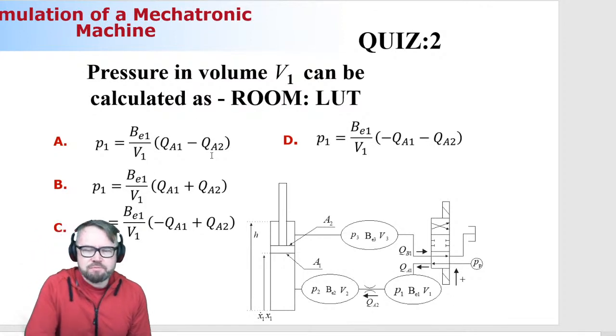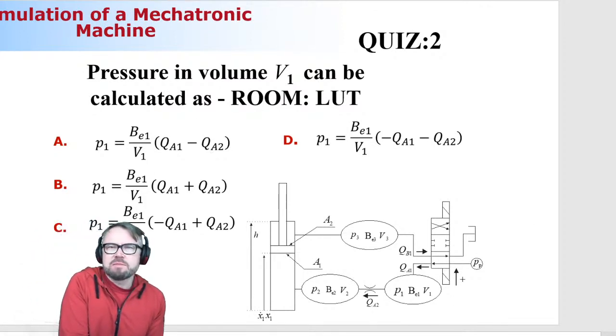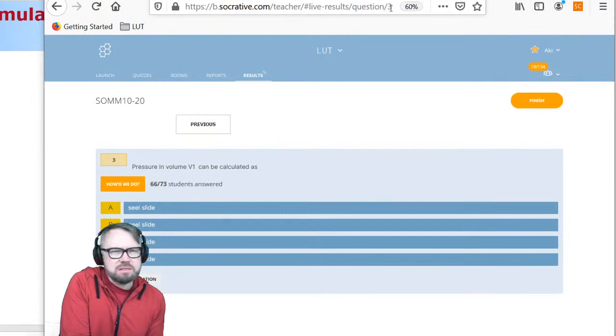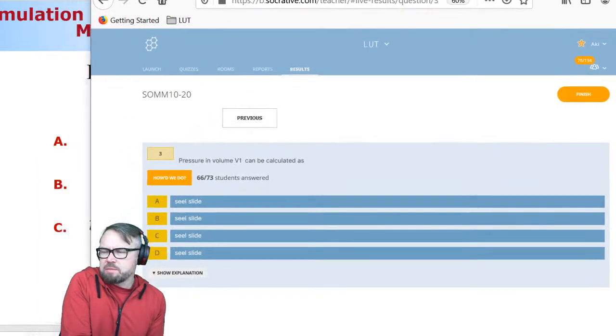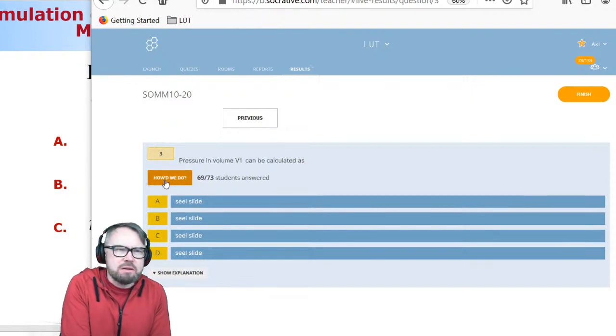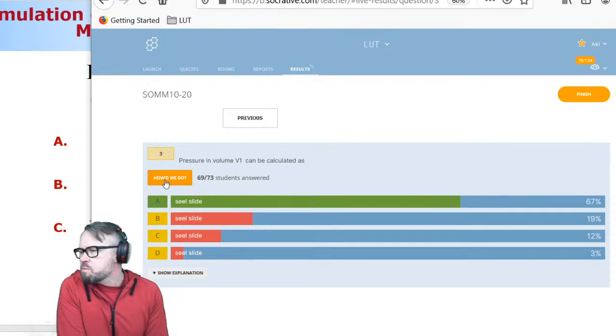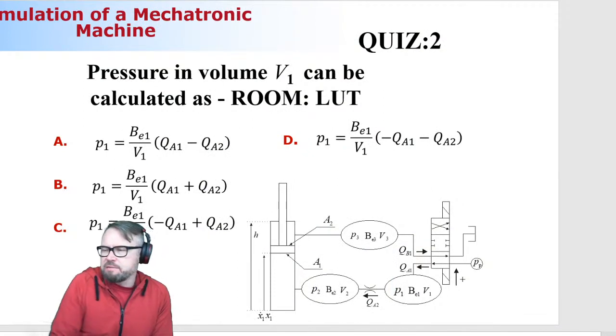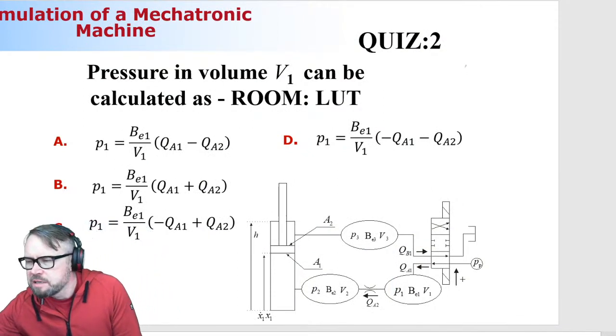Okay, but what is the correct value? Let's take a look, because I need to show this to you, otherwise I'm unable to proceed in my example. So 68. Okay, four students are still missing, so now I'm going to close the game. So the success rate today was 67%.